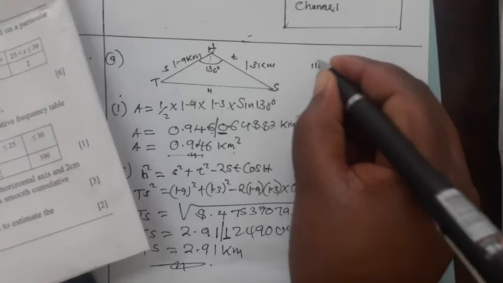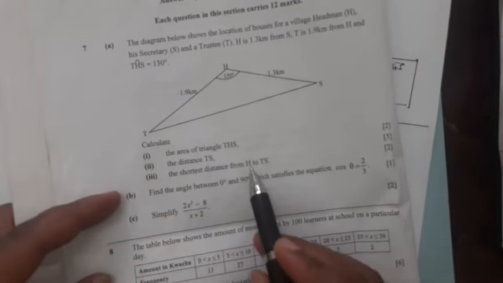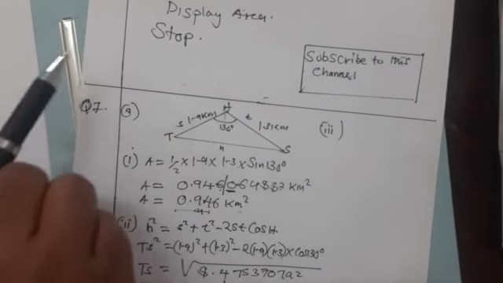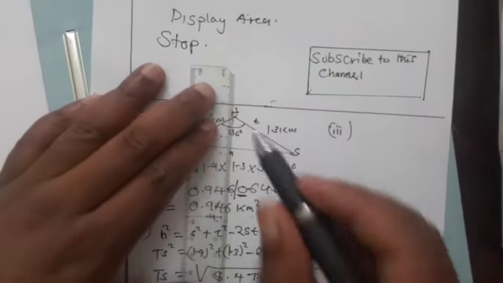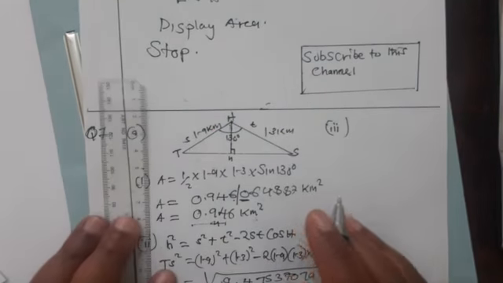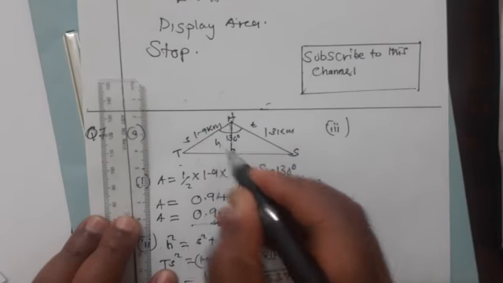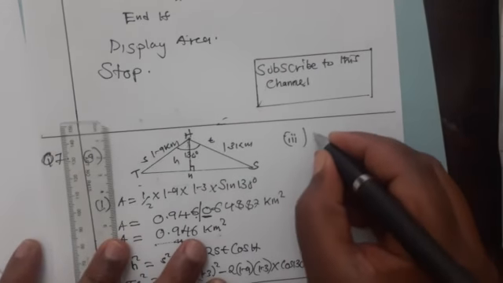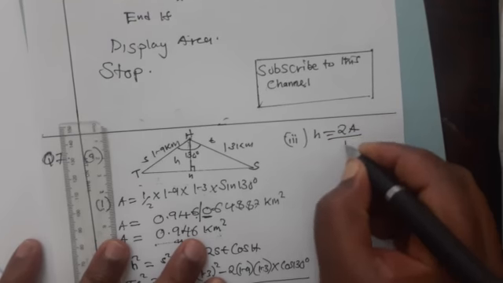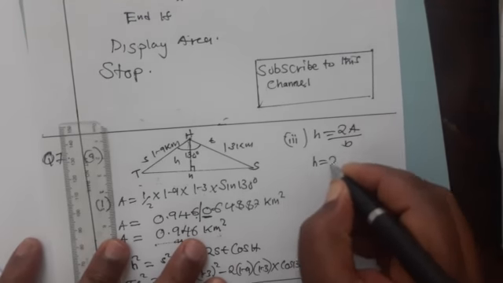What are they saying? The shortest distance from H to TS. So we want the distance from here. All right, and we create like a right angle triangle where this is our base and this is our height. So to get the shortest distance, which is H, H is equal to 2A over B. So H is equal to 2.